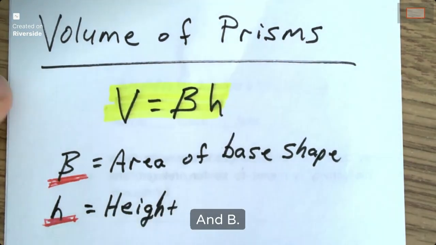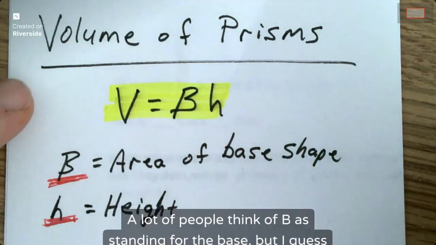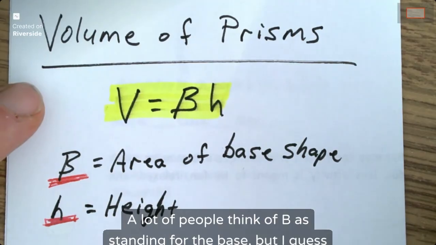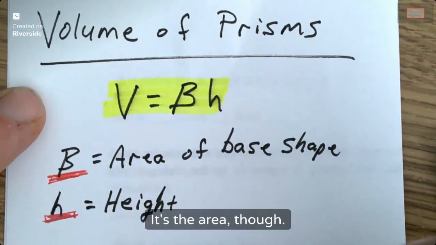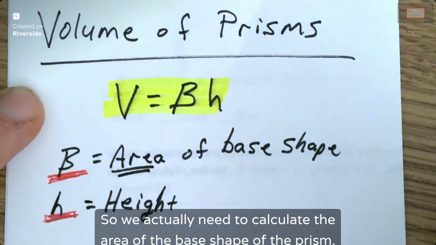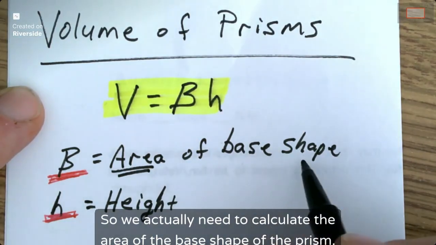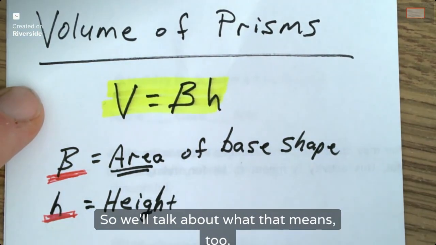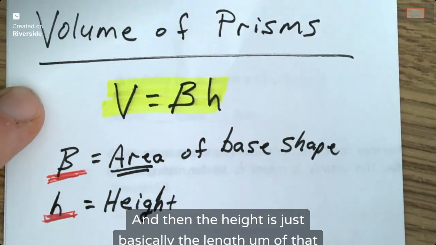A lot of people think of B as standing for the base, and I guess it is, it's of the base shape. It's the area, though, right? So we actually need to calculate the area of the base shape of the prism. We'll talk about what that means too. And then the height is basically the length of that prism.